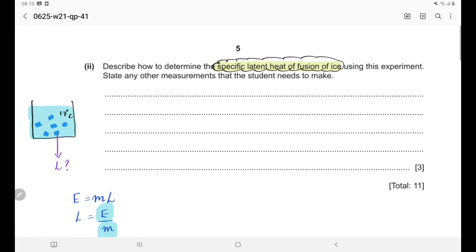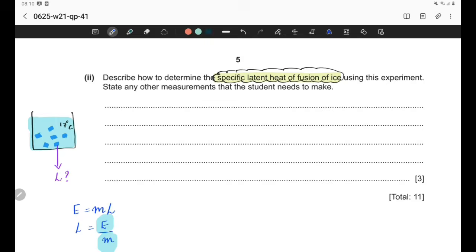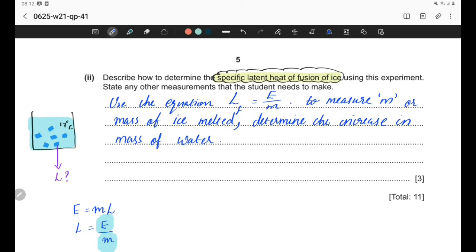So initially we can use the equation that latent heat of fusion is the energy over mass. Then we can write, to measure m, or mass of ice melted, determine the increase in mass of water. How much water mass has increased? That increased amount must be from ice.